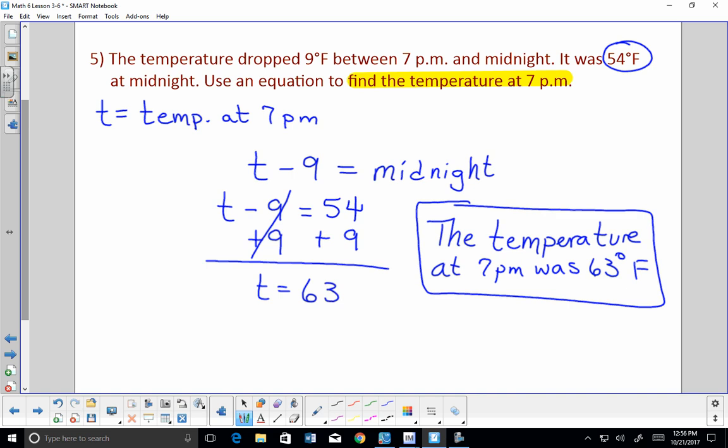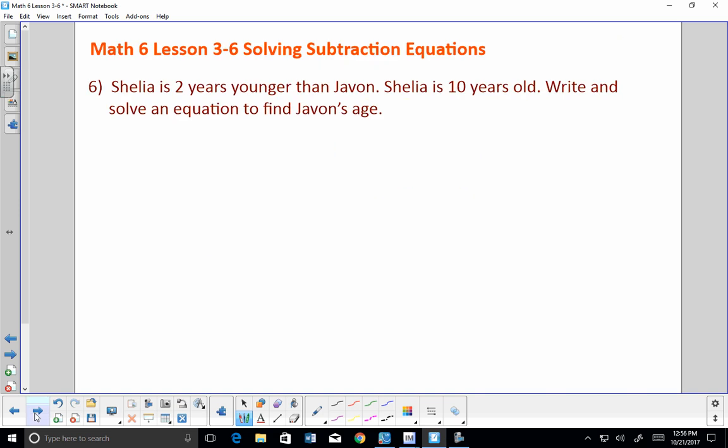Let's look at another word problem. Sheila is 2 years younger than Javon. Sheila is 10 years old. Write and solve an equation to find Javon's age. So, first thing we do is look at this and say, I am supposed to find Javon's age. That's what it's asking me to find. So I think I should let a variable equal Javon's age. Javon starts with a J, so I'm going to let J equal Javon's age.